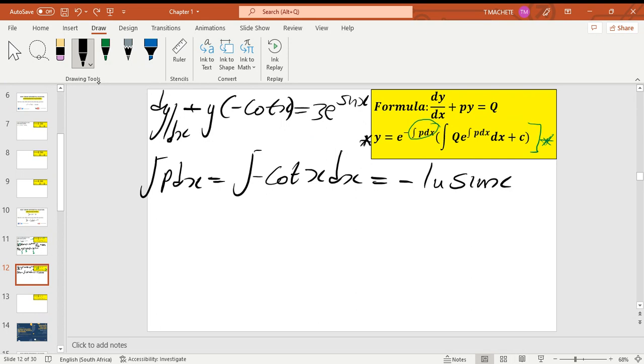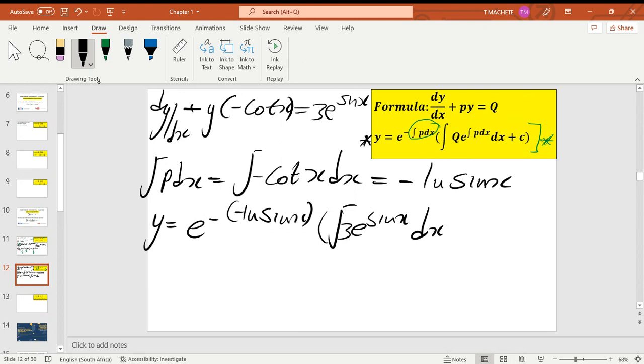Okay. Then after doing this, you can go and substitute your values. So you've got e to the power minus into minus ln sine x. Then you say the integral of q. What is your q? Your q is 3e sine x, and then dx. Oh, sorry, I forgot to say multiply by e to the power integral of p dx. What is our p dx? You know that it's minus ln sine x dx right there. Then you just say plus c.